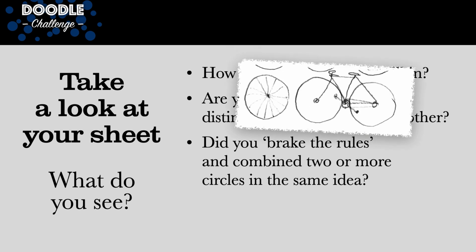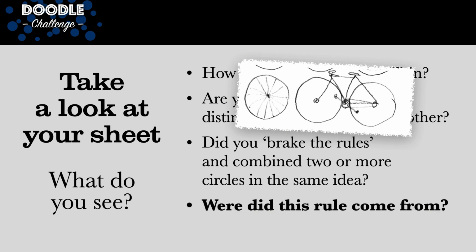So here, for example, is one example where you make two circles into a bicycle, or a pair of spectacles and so on. Another question to reflect over is, where did this rule come from? Did you have to put one object per circle? Because if you stop the video now and rewind back and listen to what I said about the rules, I think you see that I didn't say that you should only have one object per circle.